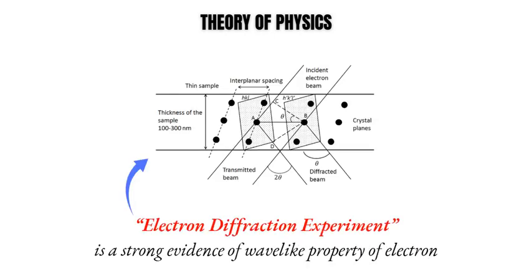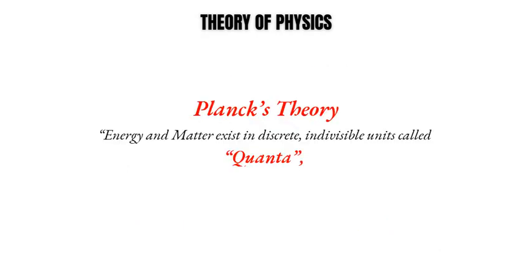Electron diffraction experiments have provided strong evidence for this wave-like behavior of electrons. When a beam of electrons is passed through a crystal lattice, the electrons scatter and produce a diffraction pattern similar to how X-rays diffract. This pattern can only be explained by considering the wave-like nature of electrons.